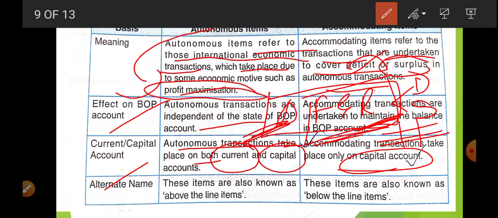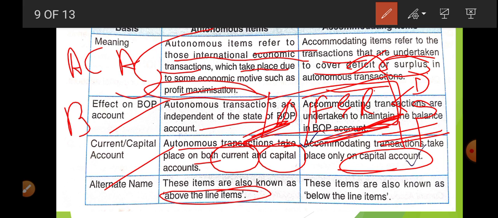Okay, now the alternative name is known as above the line. When we prepare the balance of payment sheet, in section A there will be the current account, in section B there will be the capital account, and here will be the overall balance of payment. And if it is not balanced, whatever transaction is done is part of accommodating.